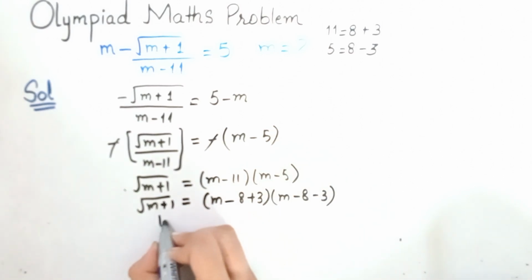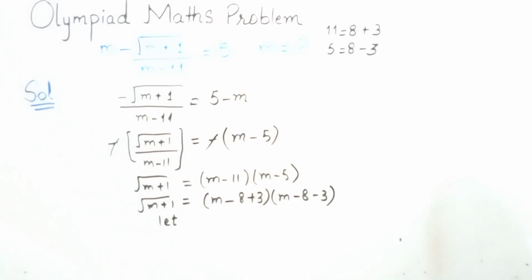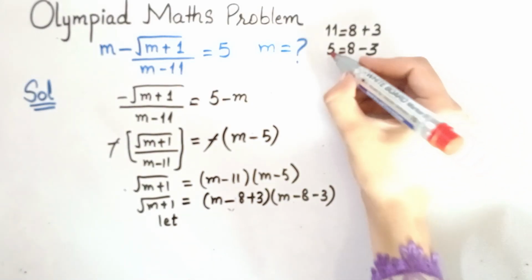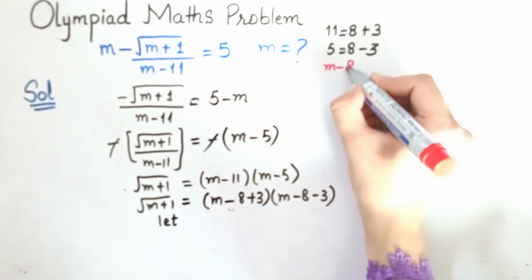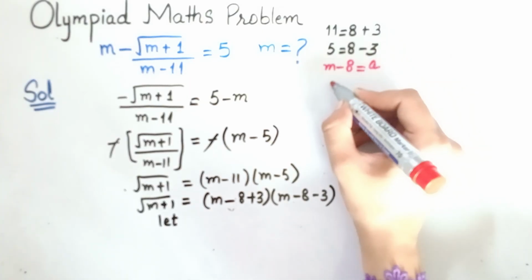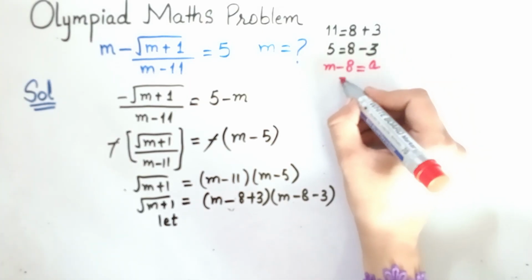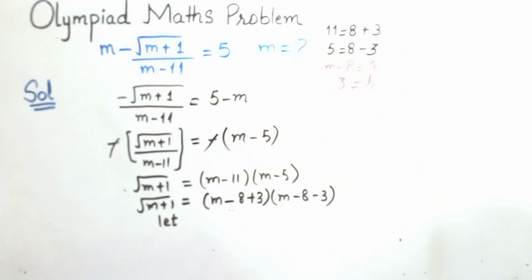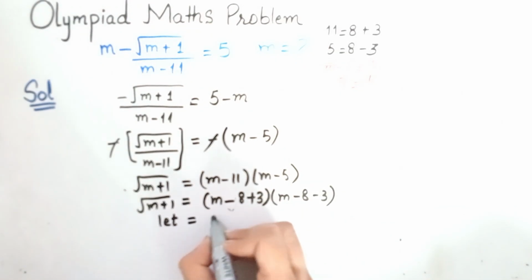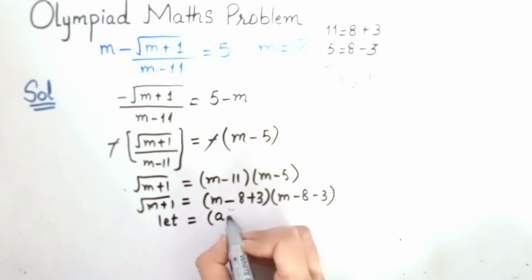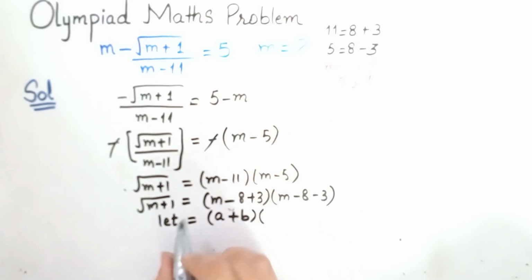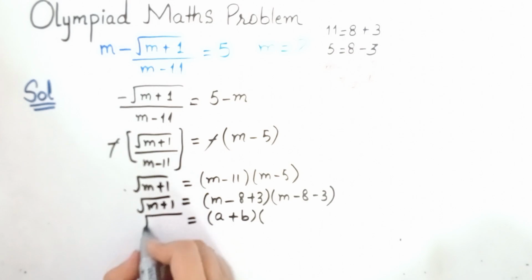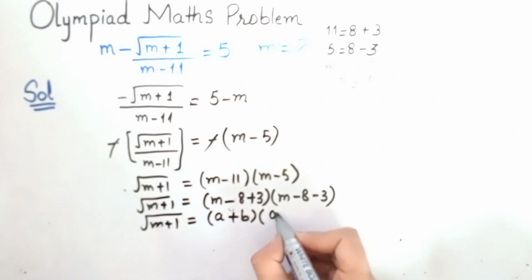Now we will make a supposition here. Let's consider m minus 8 equals a and 3 equals b. So what will we get? We get this as (a plus b) and (a minus b).